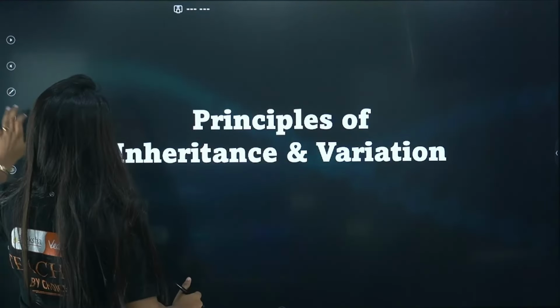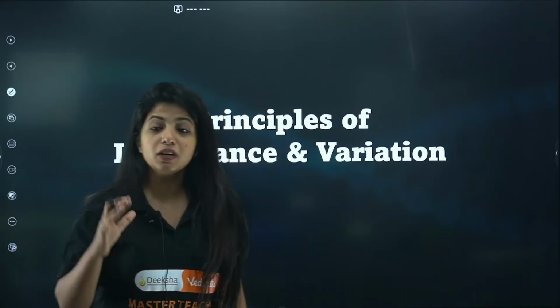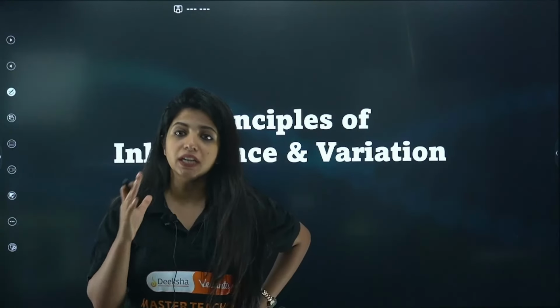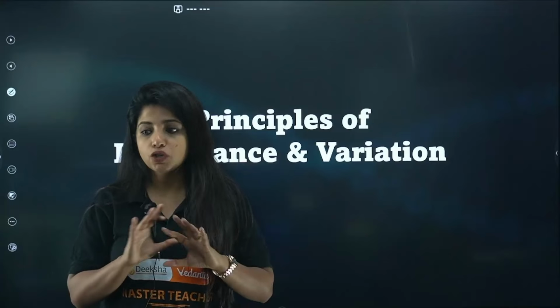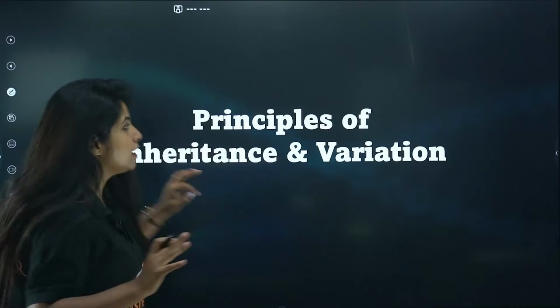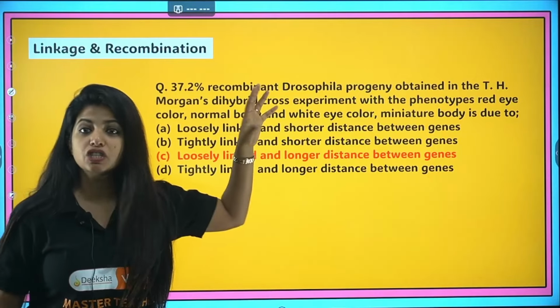So principles of inheritance and variation, this is a chapter that you should not be missing, even though it's very lengthy, because in your final board examination it gives you 13 marks. So here also in your midterms, it has pretty much weightage. So you cannot afford to miss it out. Okay, so the type of unique MCQs that you can get, the first one is dependent on linkage and recombination.